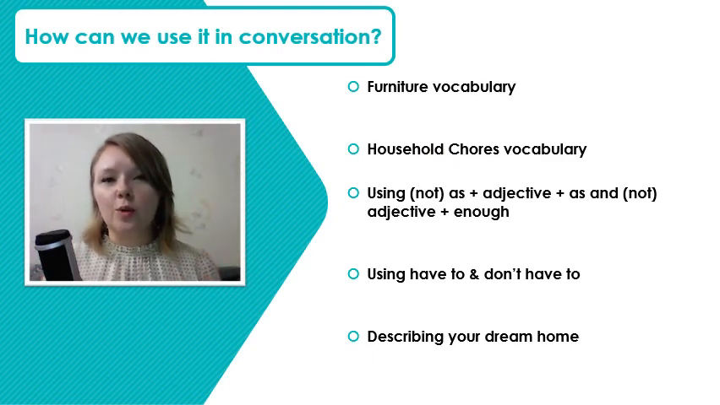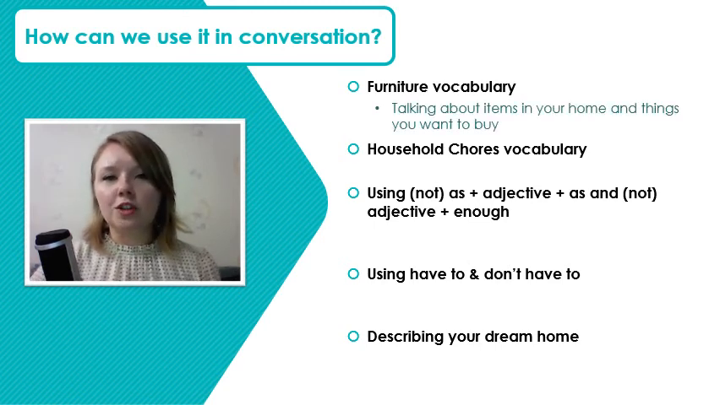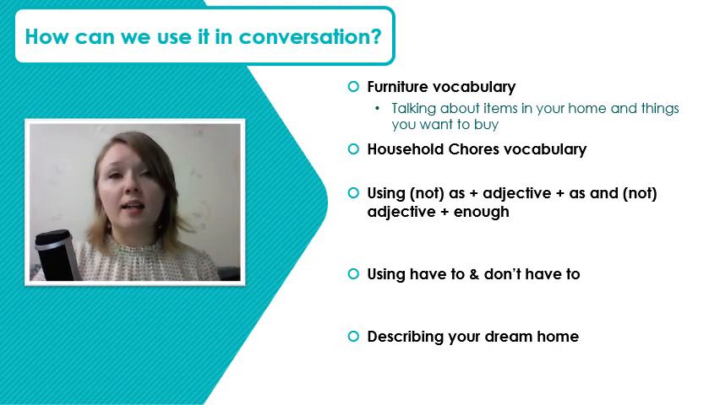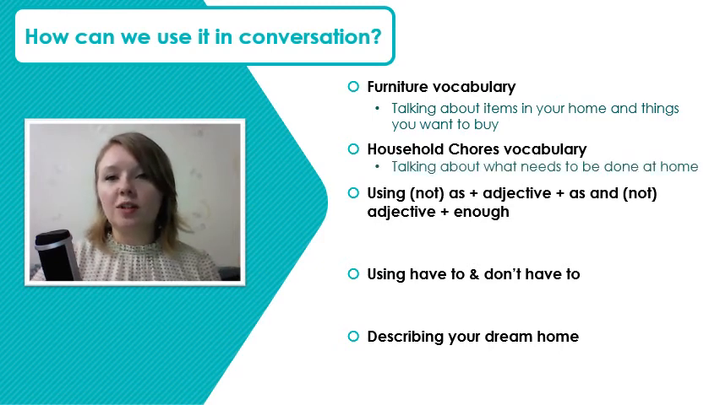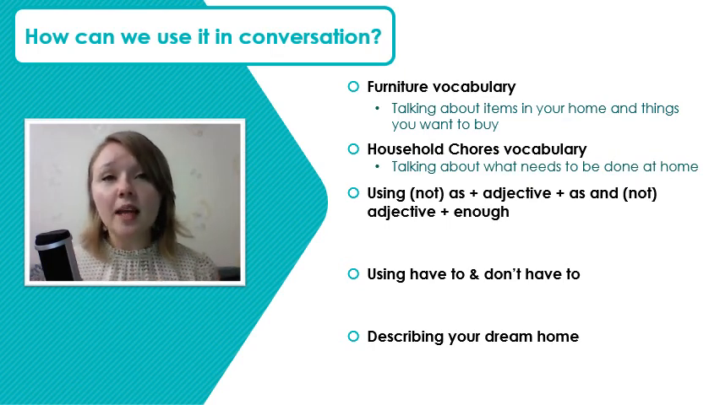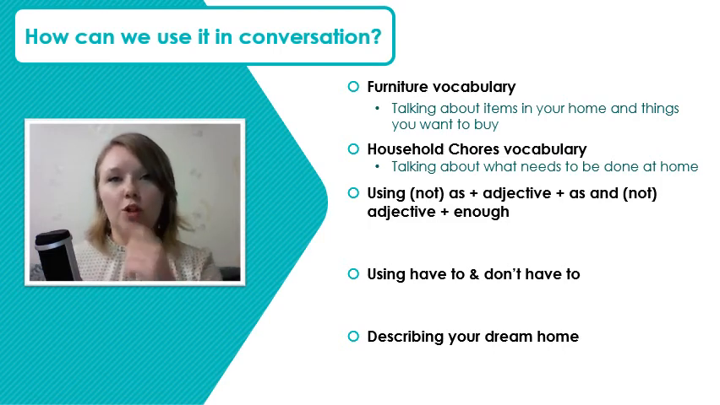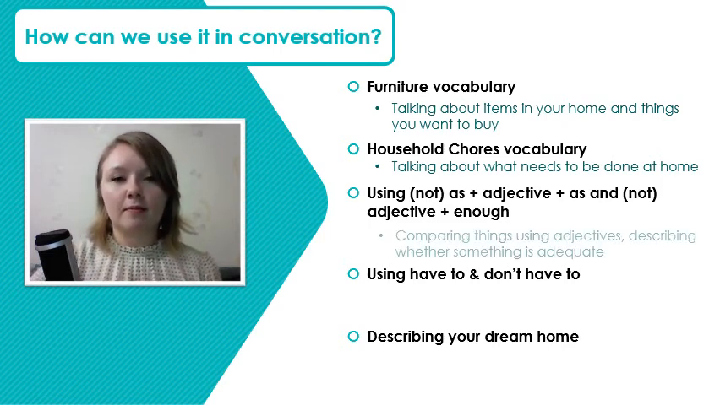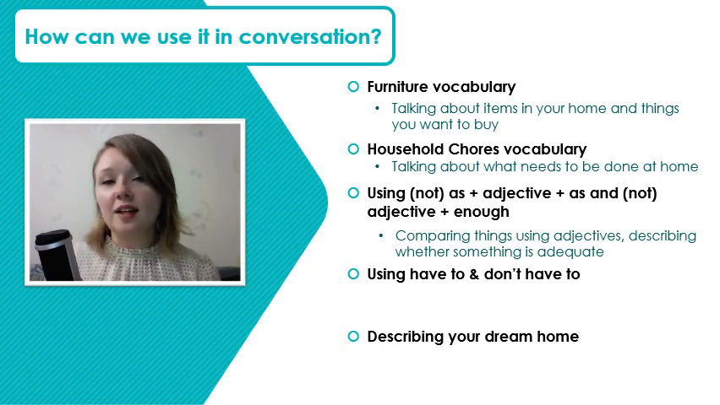Now that we've reviewed all of these things, vocabulary, grammar, and the modern English points, how can we use it in conversation? Well, with furniture vocabulary, we can talk about items in our home and things we want to buy. With household chores vocabulary, we can talk about what needs to be done at home. We can also give commands about chores, telling someone you need to do this or you have to do this. With as, adjective as, and adjective enough, we can compare things and describe whether something is adequate.